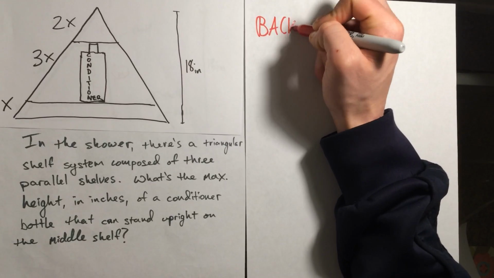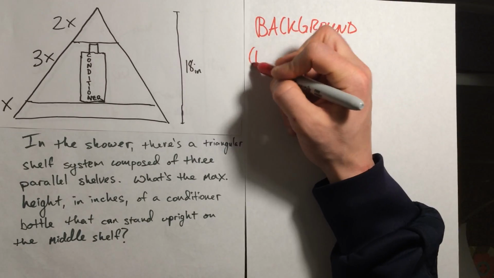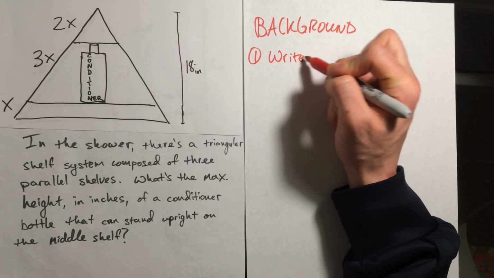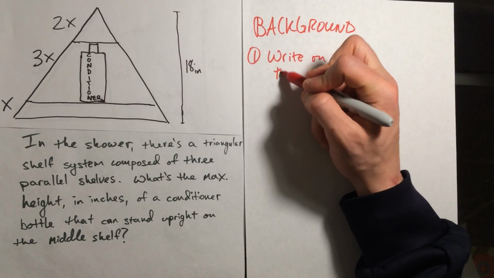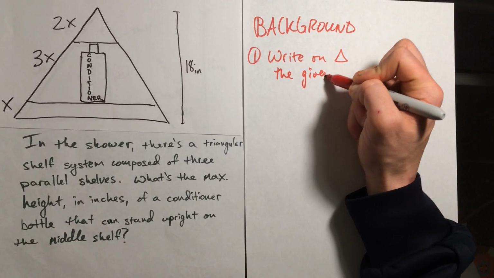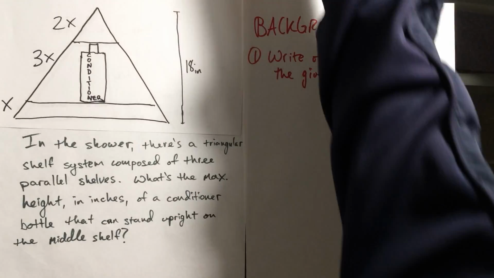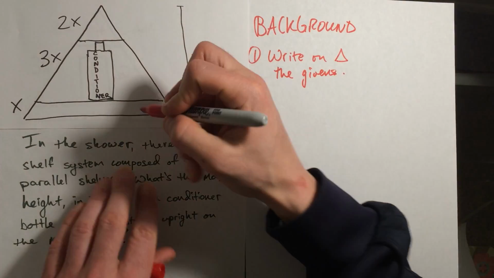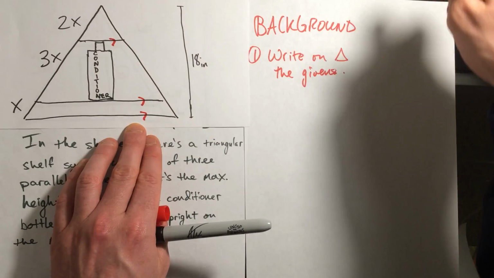So we always start with the background. What do we need to solve this? I think one of the most important things to begin doing is to write on the triangle immediately. So the givens, what's given to us? We have the parallel shelves. So we mark the parallel shelves here. I've marked them previously. Let's just mark this one first. So we have parallel, parallel, parallel.